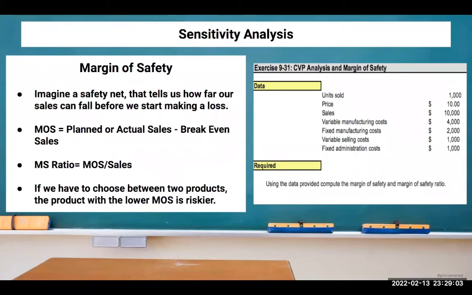How sensitive is our profit to a change in sales? Okay, so the higher the margin of safety, the better. So using the data provided, compute the margin of safety and the margin of safety ratio.